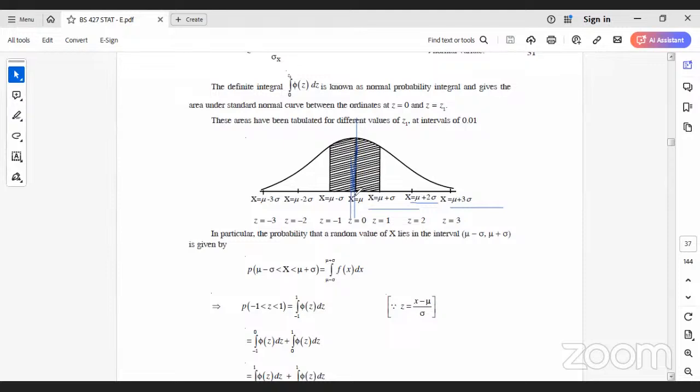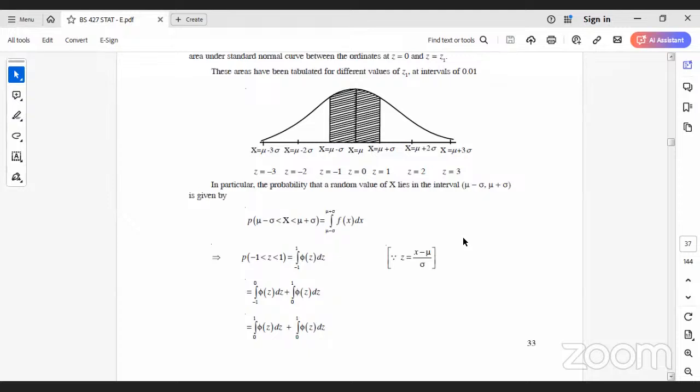So in particular, the probability that the random variable x lies in the interval mu minus sigma and mu plus sigma, mu minus sigma comma mu plus sigma, is given by P of mu minus sigma less than x less than mu plus sigma.